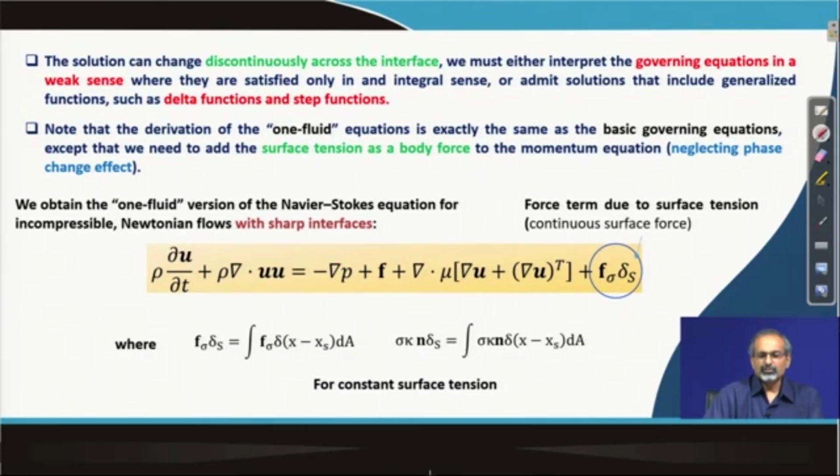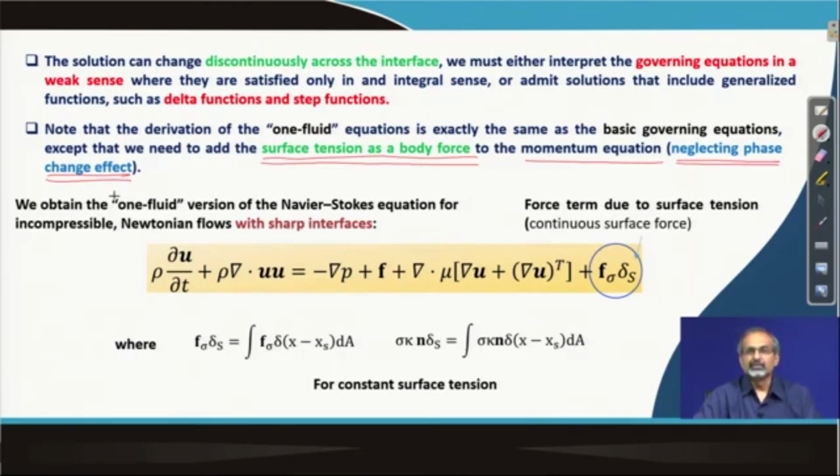Note that the derivation of one fluid equations is identical to what we do for basic governing equations, except that we need to add the surface tension as a body force, and this is a very important issue here. Surface tension has to be added as a body force to the momentum equations, and that is the only change, assuming that there are no phase change effects. If there are phase change effects, then you have to consider the mass exchanges at the interfaces. So, one phase may vanish to some extent, converting itself to the other phase, and there could also be implications in terms of the energy conservation.